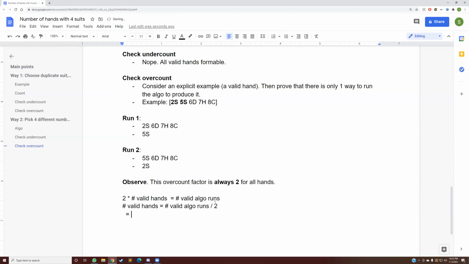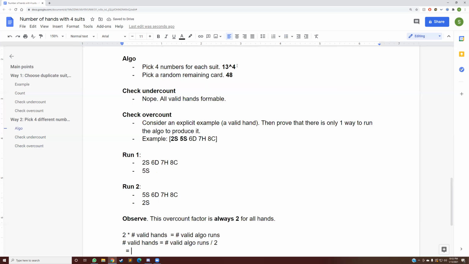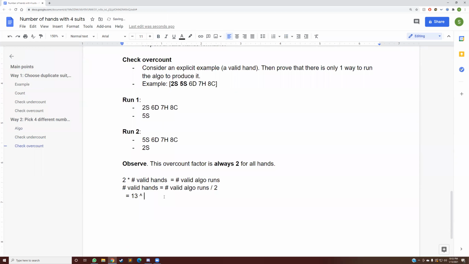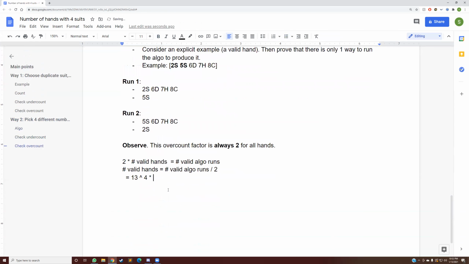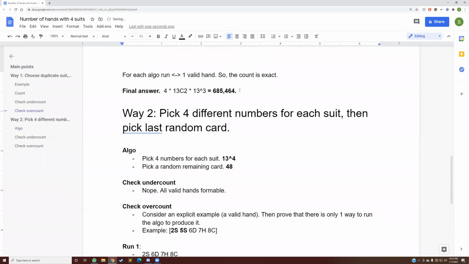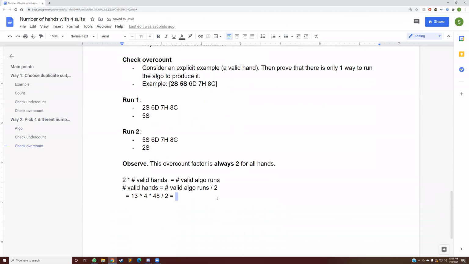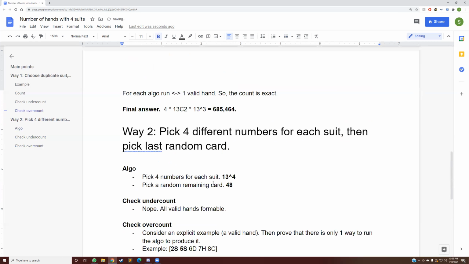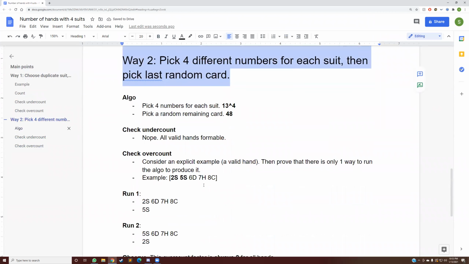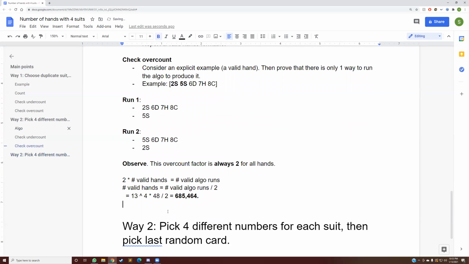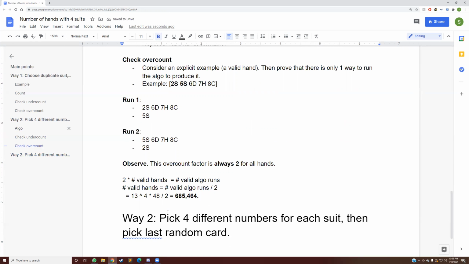And what's the number of valid algorithm runs? We have counted it before. It's these. Right? 13 to the 4 times 48 divided by 2. And again, if you plug this into your calculator, you would get the same answer. Okay. Now, last way. Actually, no, two more ways. But these are related because I'm trying to fix your solution.